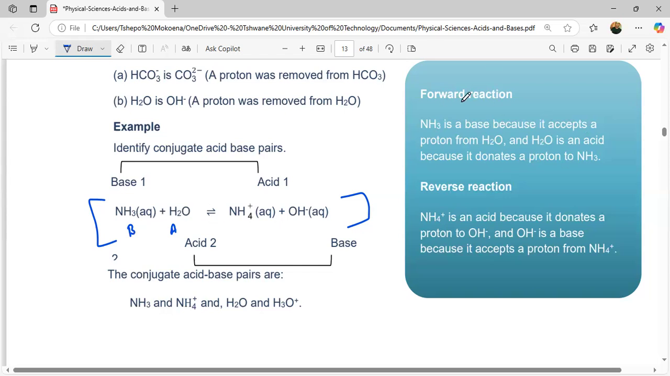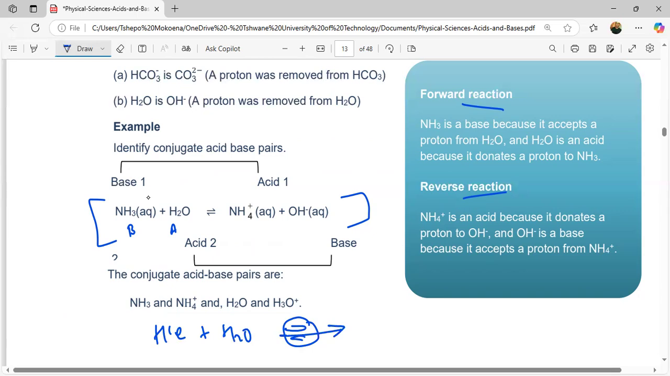Oh, by the way, I think it's written here. Forward direction, reverse. Yeah, okay, it's fine. The reason why we have double arrows is because of a weak base. But if it was a strong acid, HCl plus H2O, we do not write the reaction like this. We do not use a double arrow. We use a single arrow.